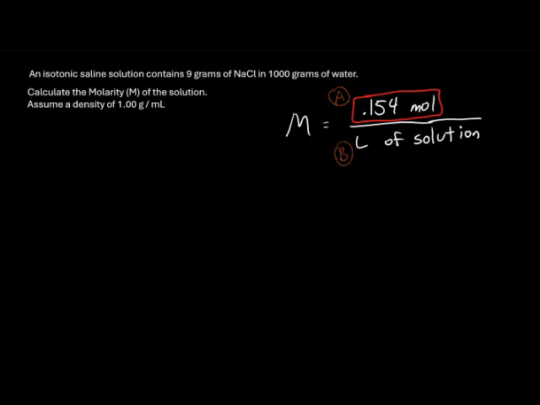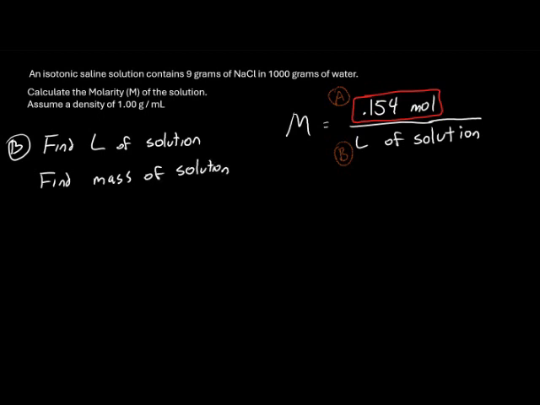Now that we know the number of moles for part A, we will calculate the liters of solution for part B. Before we find the liters of solution, we'll first need to find the mass of the solution. So our solution consists of NaCl and water. Our NaCl is 9 grams, and our water is 1,000 grams. Add these together, and we get 1,009 grams of solution.